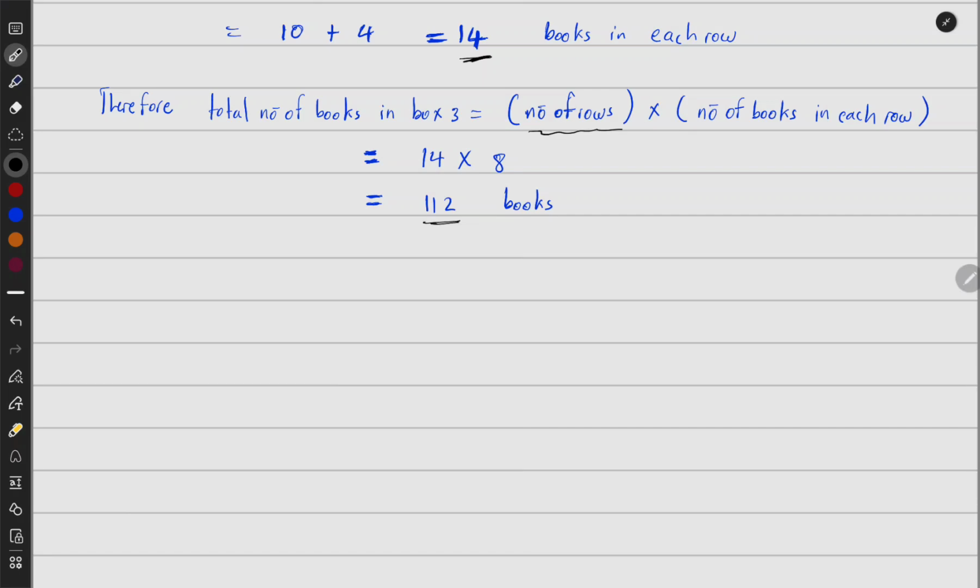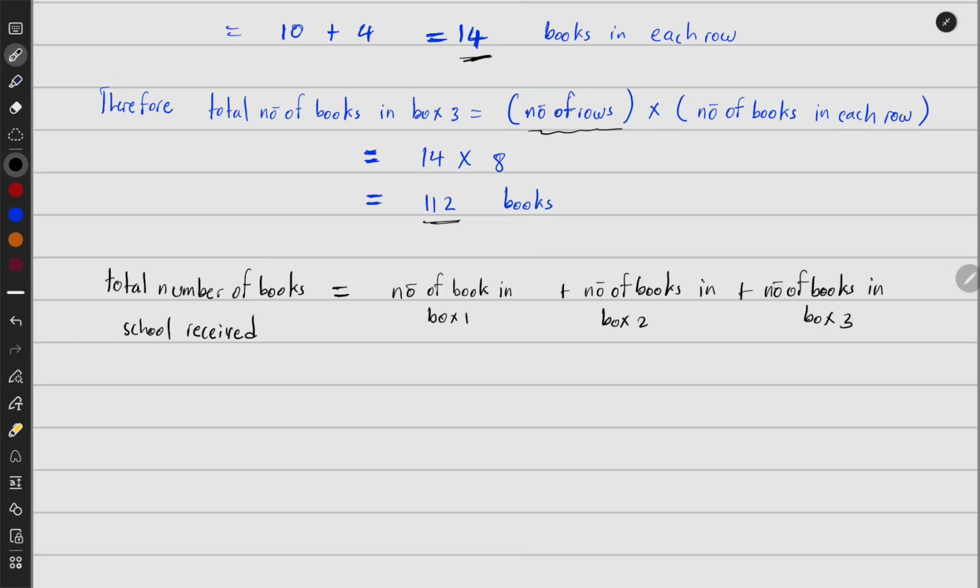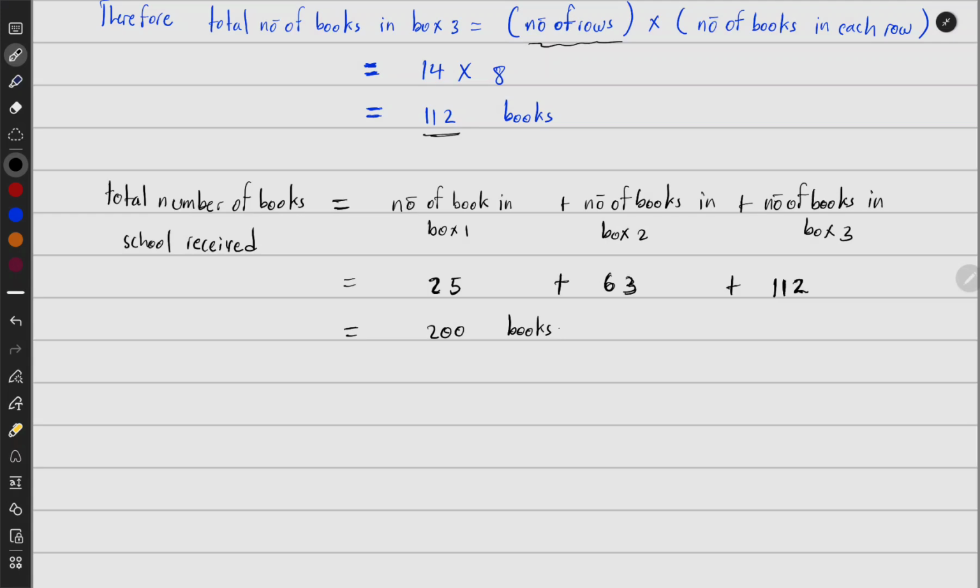Therefore I can solve for part A. So the total number of books the school received is given by the number of books in box 1 plus the number of books in box 2 plus the number of books in box 3, so the total number of books is this. You can use your calculator. Yes, since you're allowed to use them in exams, it's better to use it and practice with it before exam times come.